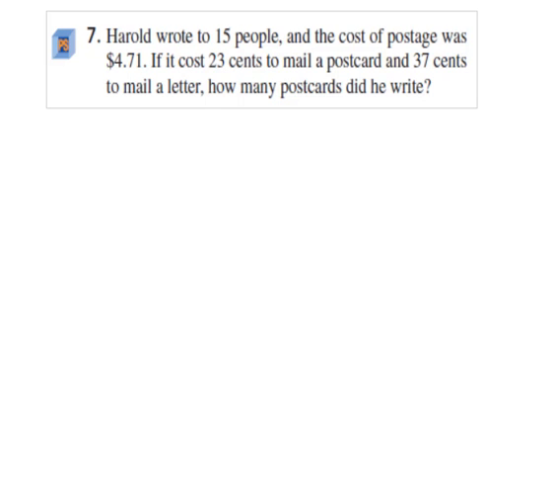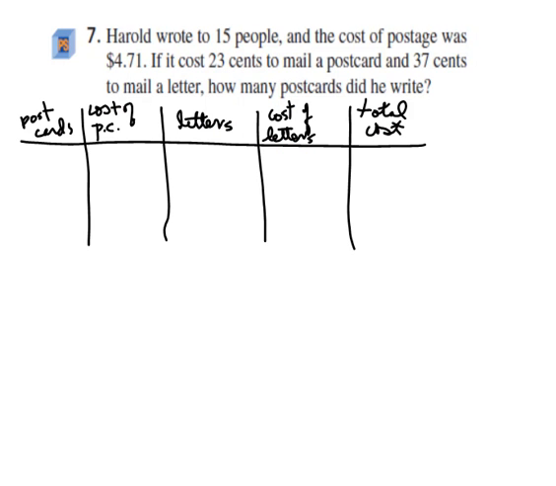So I could set up a table just the same way. And at this time, instead of revenues, we actually have cost. So you have the number of postcards, the cost of postcards, the number of letters, the cost of letters, and the total cost. Again, it's going to be easiest if we hold the 15 pieces of mail constant. So you could start with 10 postcards and 5 letters, and then calculate the cost of them, and then increase or decrease as you go through.